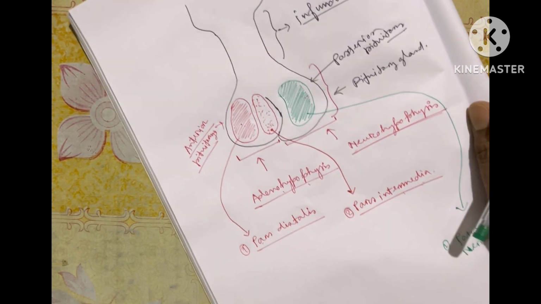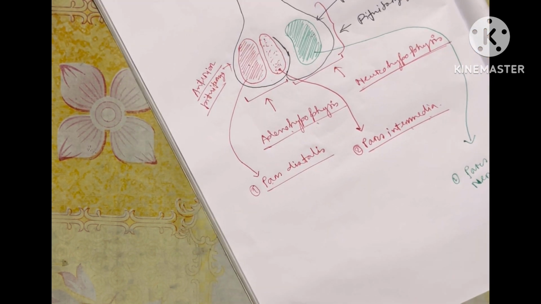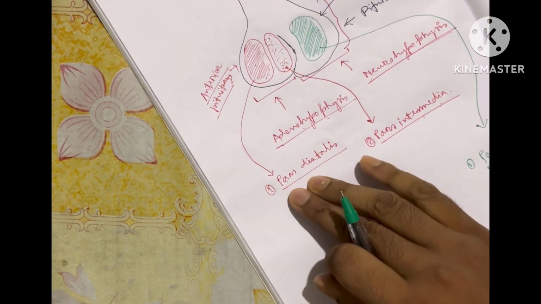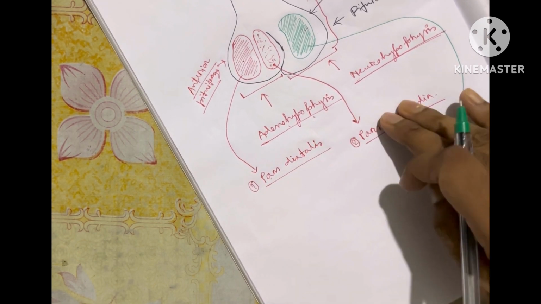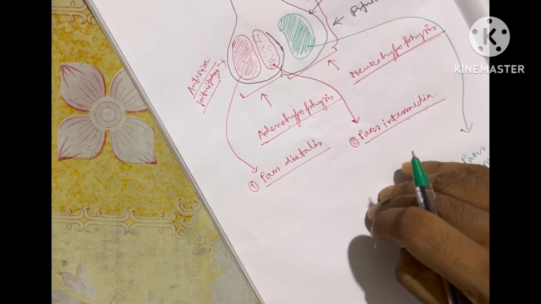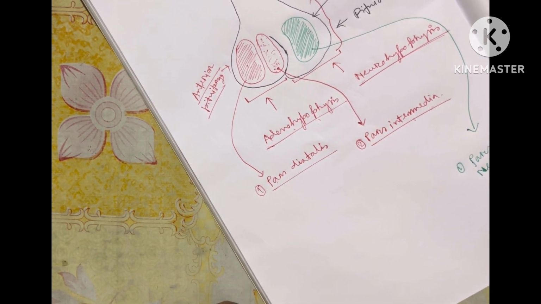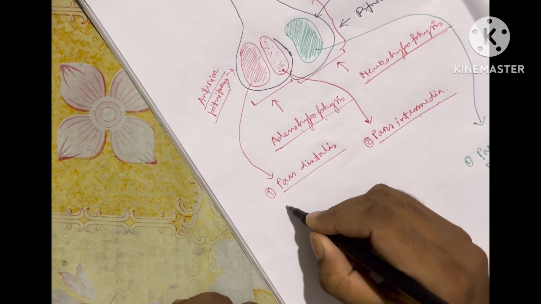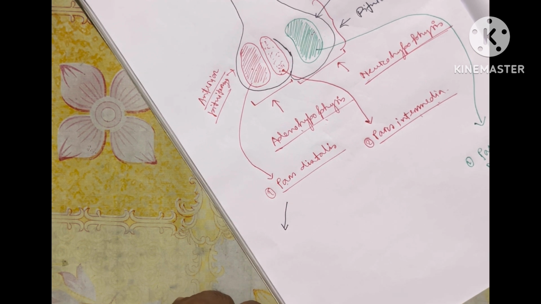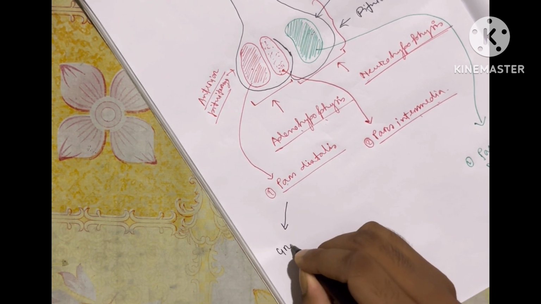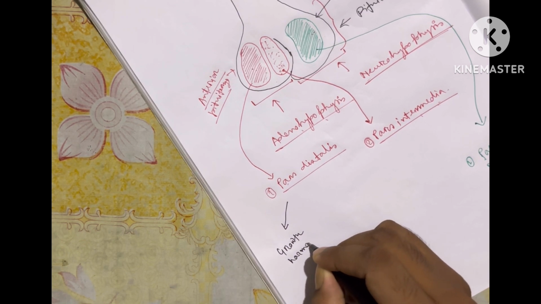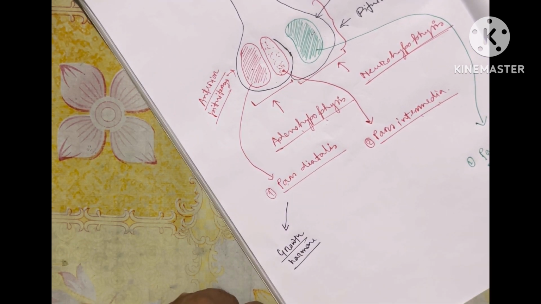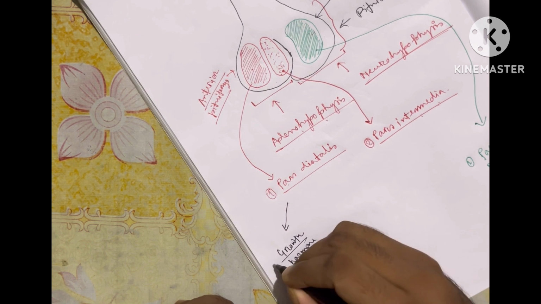Right. Now we have different hormones, those are secreted from our pars distalis and pars intermedia and pars nervosa. So what are those? So number one hormone which is secreted from our pars distalis, that is the growth hormone. Number one is growth hormone. This is the number one hormone.